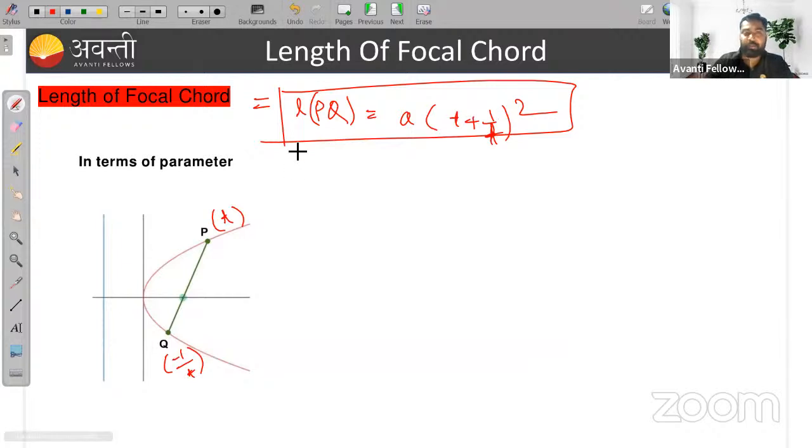Remember this one, length of focal chord in terms of parameter. If parameters are given, then you can easily find it: a into t plus 1 by t whole square.